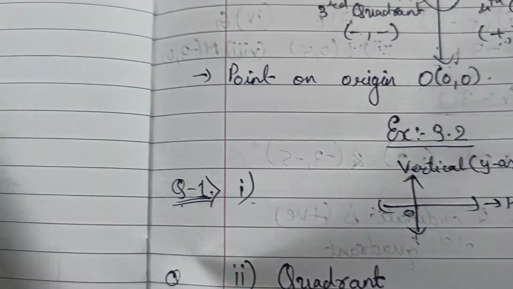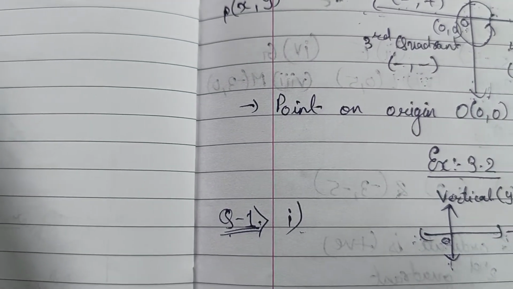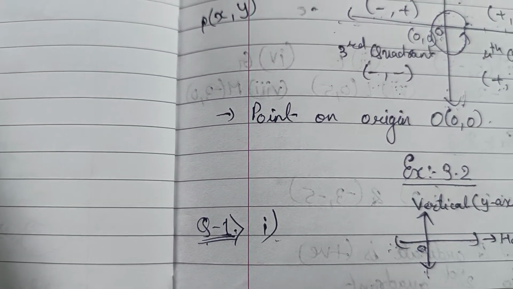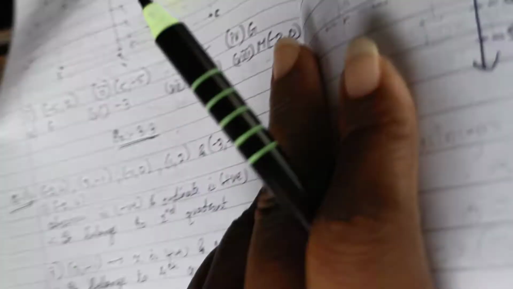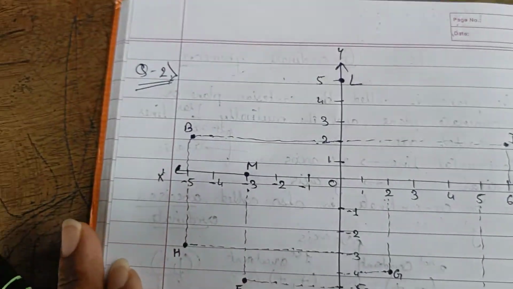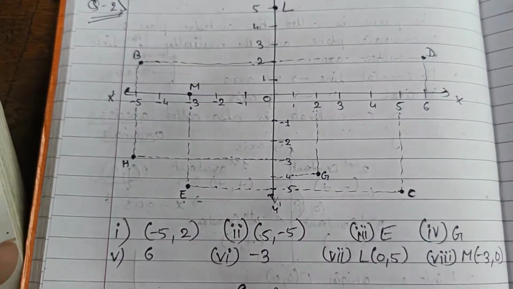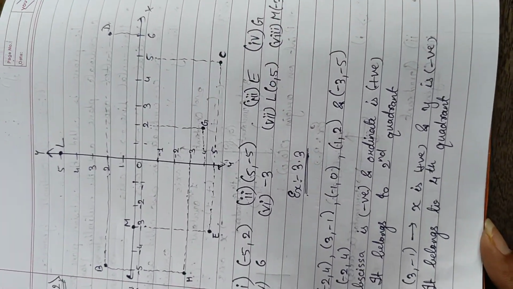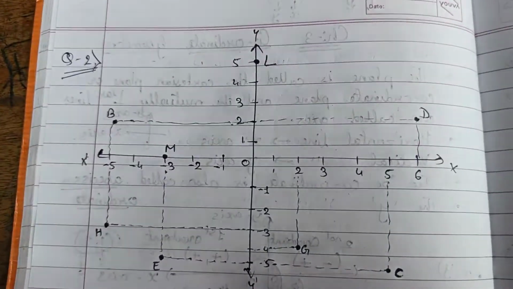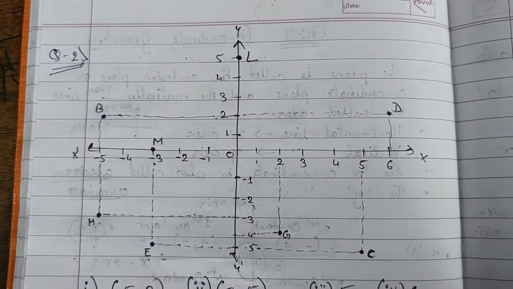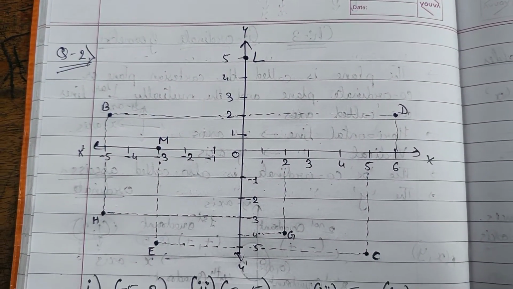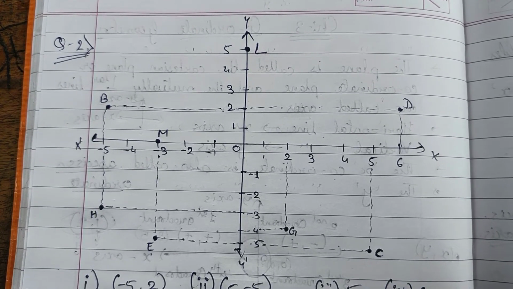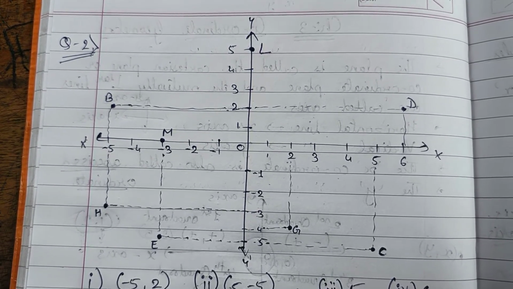Now question number 2. Question number 2 is, see figure number 3.14 and write the following. You have a figure, that is 3.14. This way you have your figure and you have to write the following answers. This figure is in your textbook on page number 61, so you can refer to this figure from there also. I have drawn it for you.